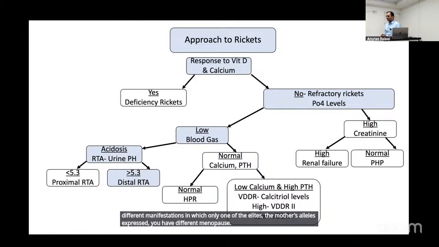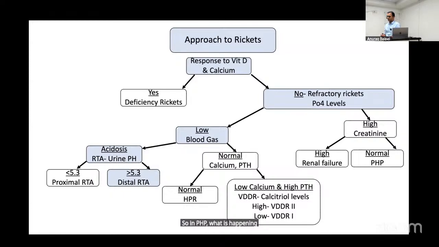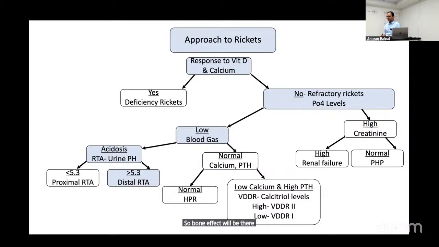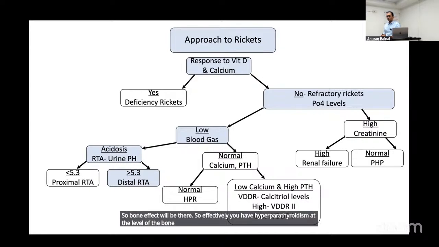So in PHP, what is happening? Your renal responsiveness is not there. You are not producing calcitriol, but you are conserving calcium and you are acting on the bone. So what will happen? Your PTH will go up. So bone effect will be there. So effectively, you have hyperparathyroidism at the level of the bone and hypoparathyroidism at the level of the 1-alpha hydroxylase, and urinary calcium is preserved.